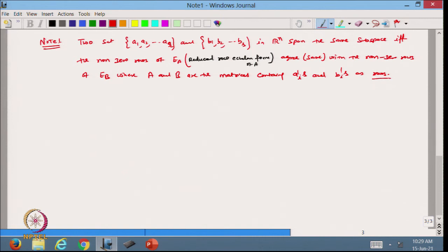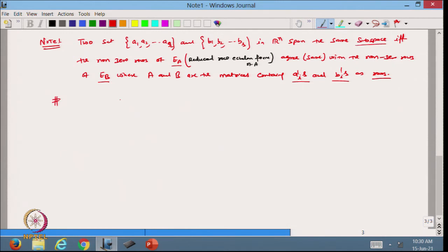So, they can span the same subspace if and only if the non-zero rows of these agree with the non-zero rows of these, when A and B are the matrices containing the AIs and BIs as rows. So, what is the meaning of this?